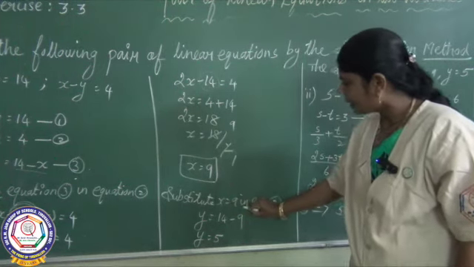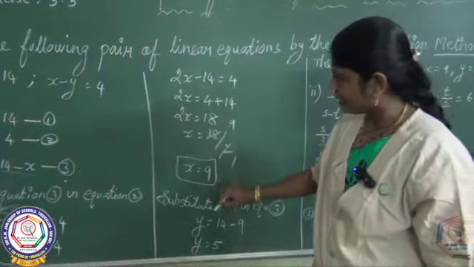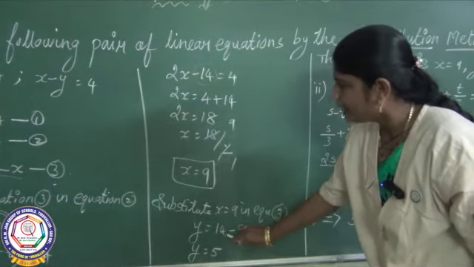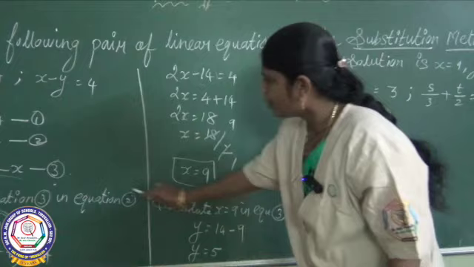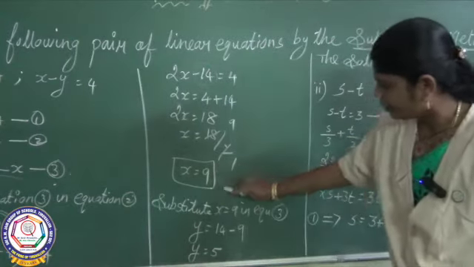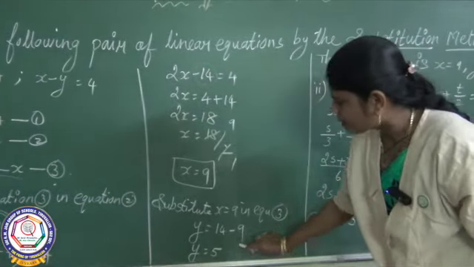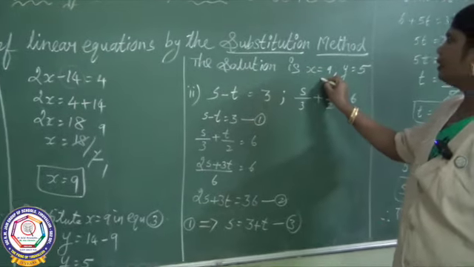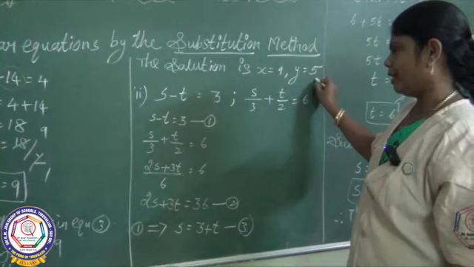Substitute x equal to 9 in equation 3. So, y equal to 14 minus, instead of x, you substitute the value 9. So, 14 minus 9, you get 5. So, the solution is x equal to 9, y equal to 5.